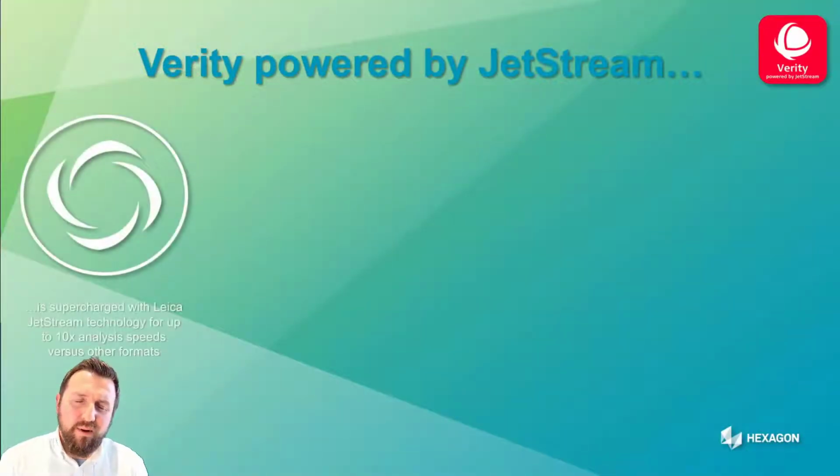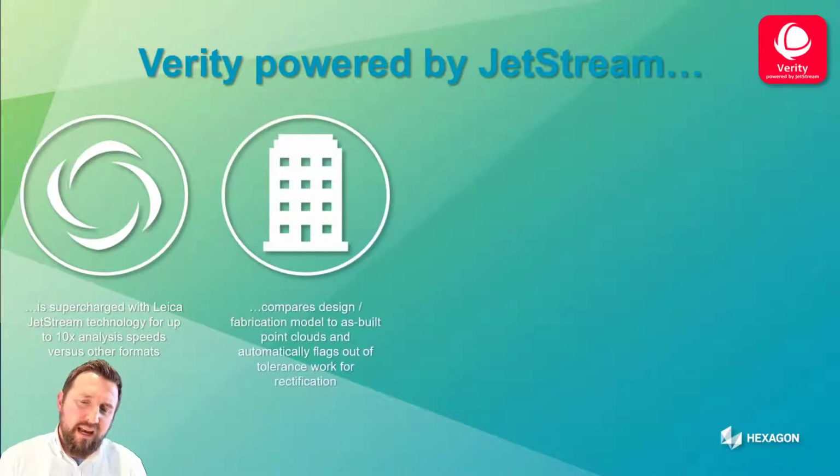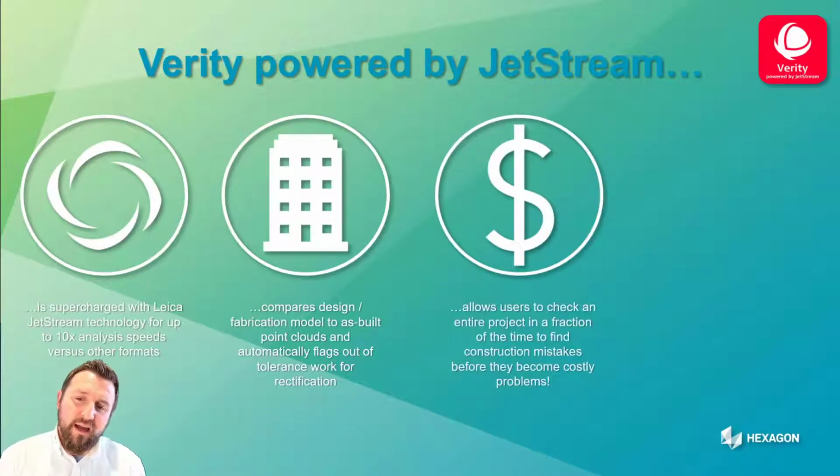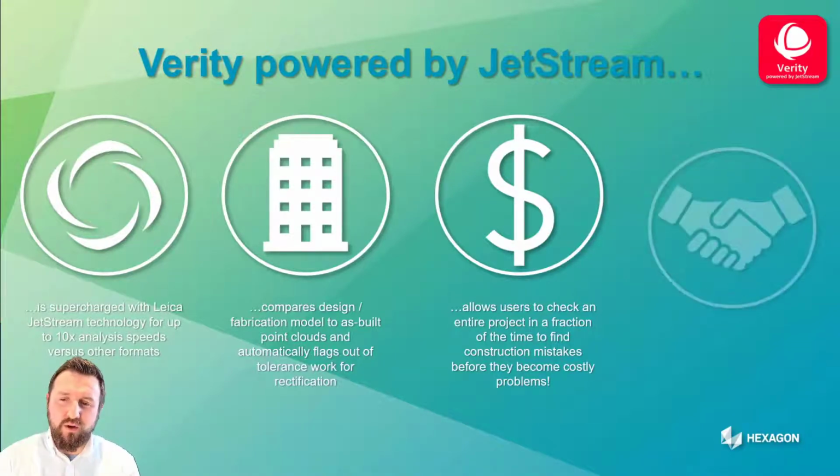So Verity powered by JetStream, firstly, it's powered and underpinned by JetStream technology. It works in conjunction with CloudWorks for Navisworks, and we'll explain how that hookup works in a second. It allows you to compare your design or fabrication model to your as-built point clouds, and it will automatically flag any out-of-tolerance work. It allows you to check an entire project in a fraction of the time you may use traditional methods, like we talked about earlier on in the presentation, where people were spot checking with total stations or GPS, potentially, and try and avoid costly mistakes.